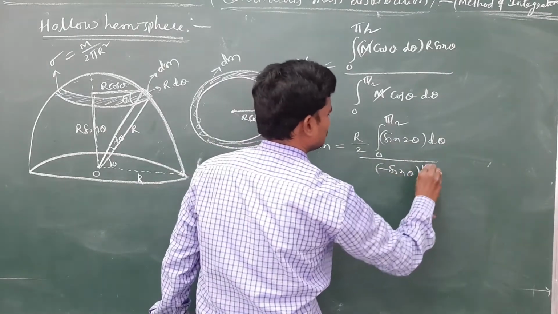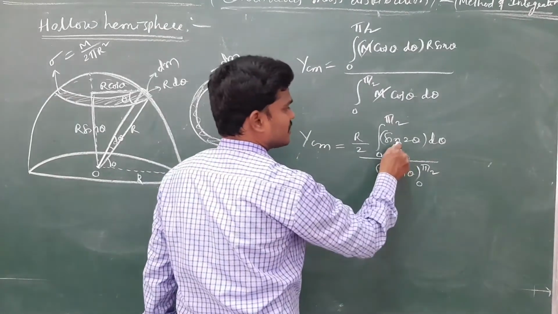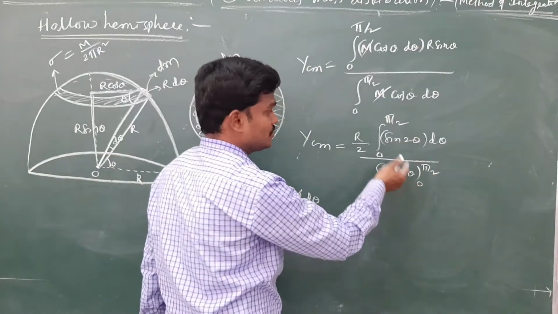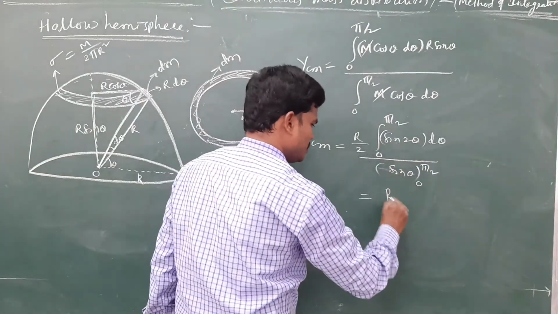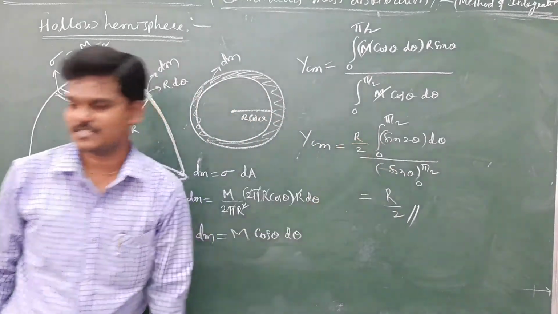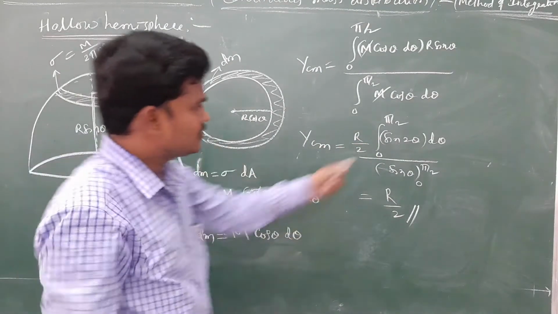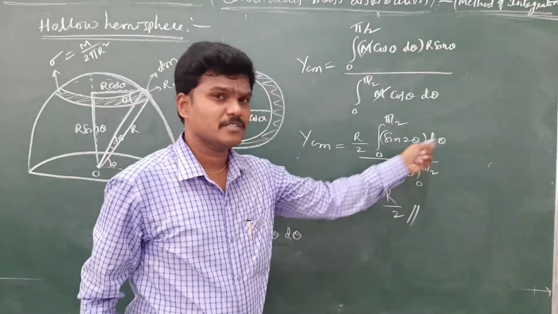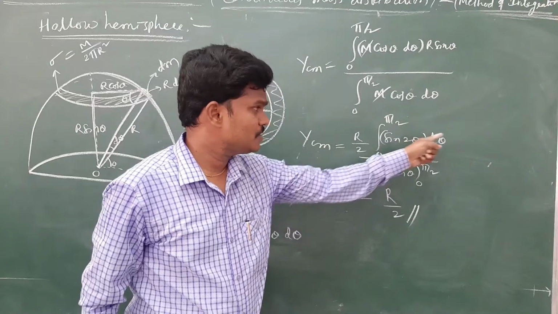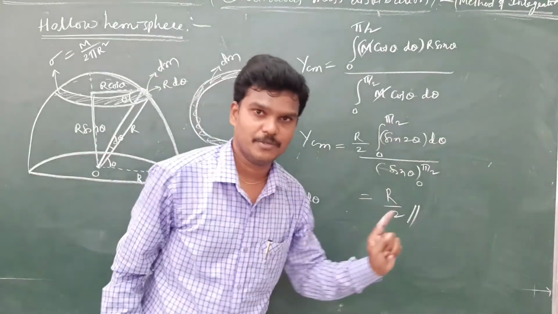Okay, 0 to pi by 2. So this is sin theta. So the integral of sin 2 theta becomes minus cos 2 theta, and the derivative of 2 theta gives 1 by 2. So if you apply the integration, you will get r by 2. Verify the simplifications, check these calculations. Sin 2 theta integrates to minus cos 2 theta, and the derivative of 2 theta gives 1 by 2. So cos 2 theta by 2, substitute the limits 0 to pi by 2, then you will get only r by 2. Check it.